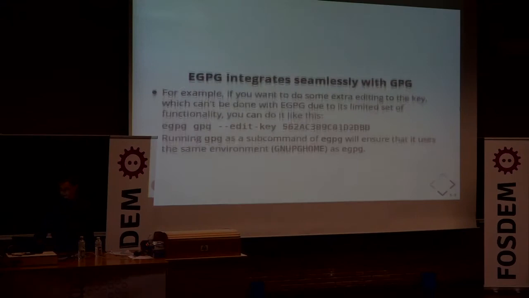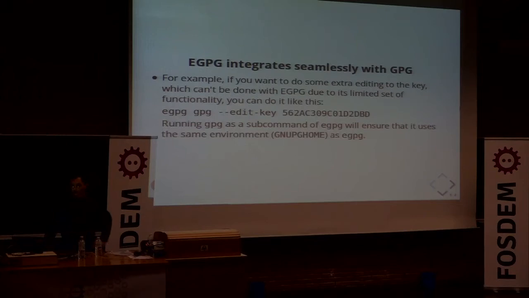For example, if you want to do some extra editing to the key, which can't be done with eGPG due to its limited set of functionality, you can do it like this: eGPG, then gpg, and then the rest is GPG options and commands. So GPG is executed as a subcommand of eGPG, and this ensures that it uses the same environment, which is the GnuPG home, as eGPG. So the command that is executed actually is GPG, but it uses the environment of eGPG.